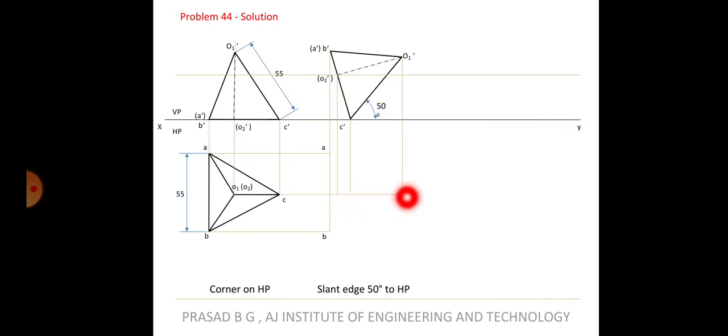So we need to join the outermost boundary. The outermost boundary is O1 to A to B, B to O. We'll first join that. This will not be hidden in any case. Next we are seeing from the top.